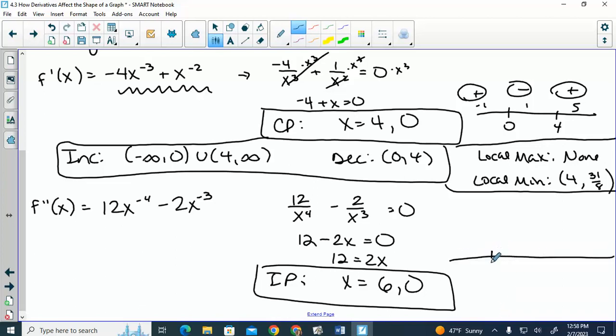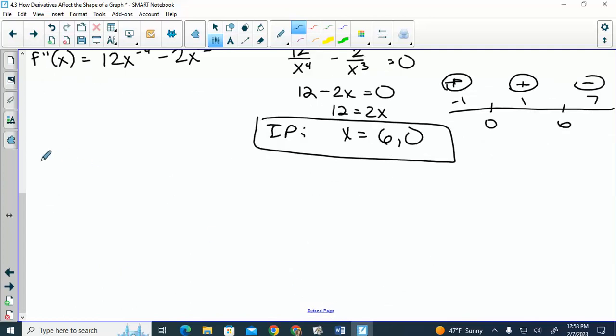Okay, then for concavity, so if I put in a negative 1, it would be 12 plus 2, so that's positive. If I put in a 1, I get 12 minus 2, which is still positive. I put in a 7, I would get a negative.